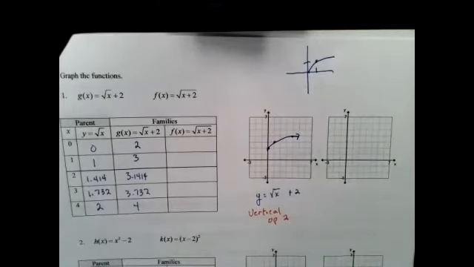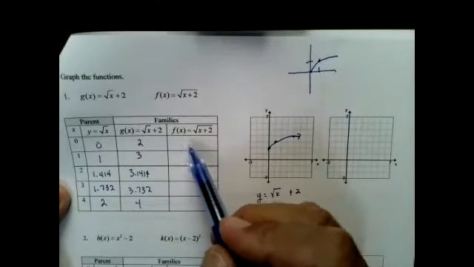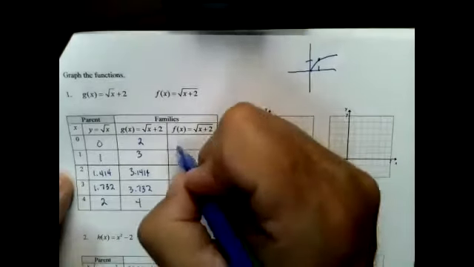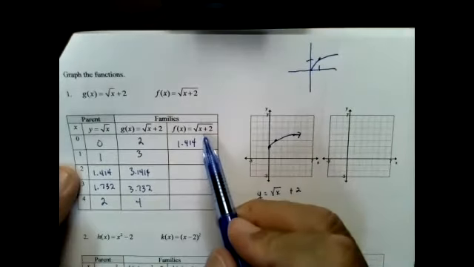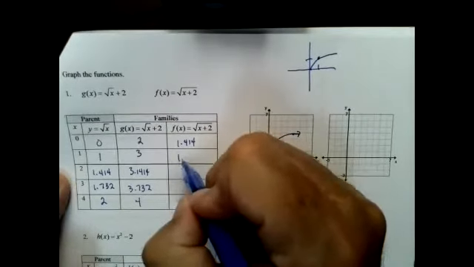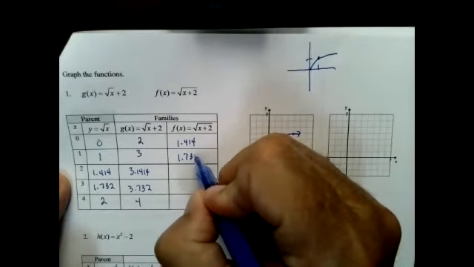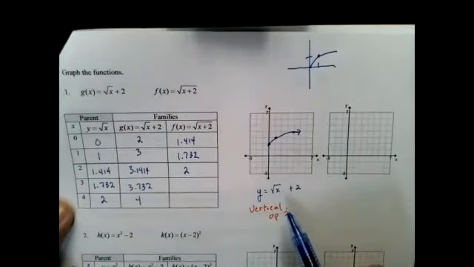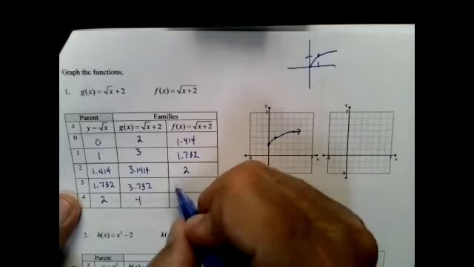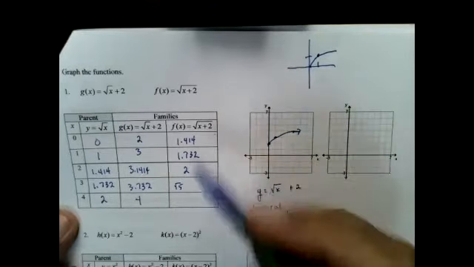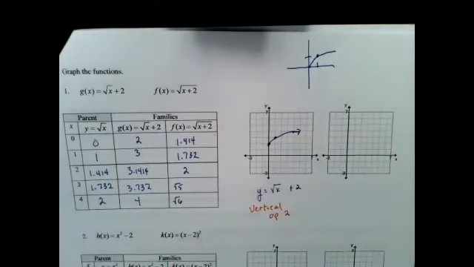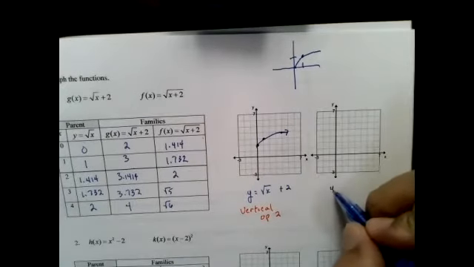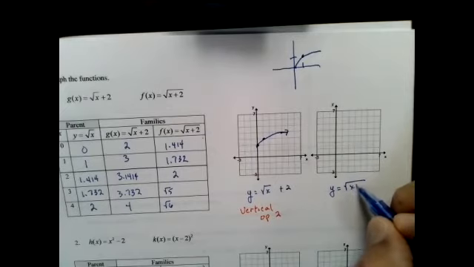Let's take a look at this column. I'm going to take the square root of, I plug in 0, the square root of 2, I know that, 1.414. Now x is 1. This is the square root of 3, 1.732. If I plug in 2, I get the square root of 4, which is 2. If I plug in 3, I get the square root of 5. I don't know what that is right now. And if I plug in 4, I get the square root of 6. But if I start to graph these, this is y equals the square root of x plus 2.